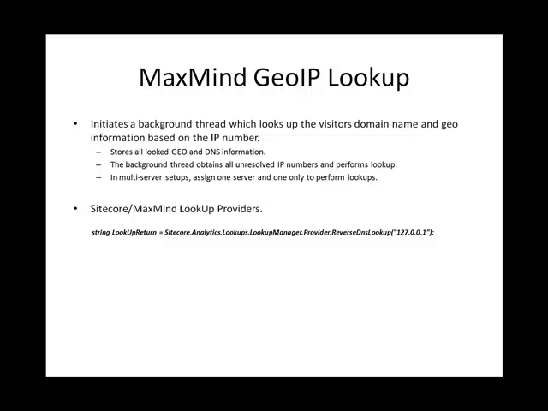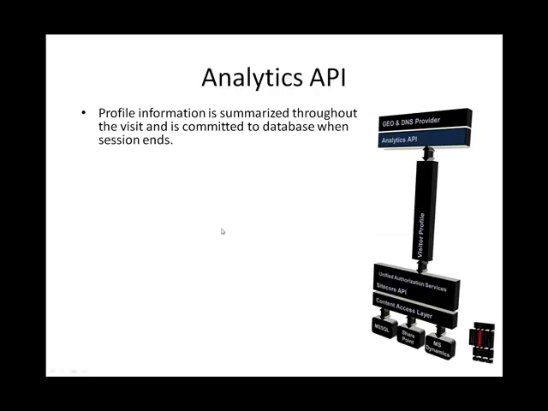This can be configured in the sitecore.analytics.configuration file. However, we can also do this all through our Sitecore Analytics API. So for example, if we wanted to use our lookup managers to look up the reverse DNS of our local address and return everything that MaxMind will give us, we can do this through code. Analytics API. So let's have a bit of a summary.